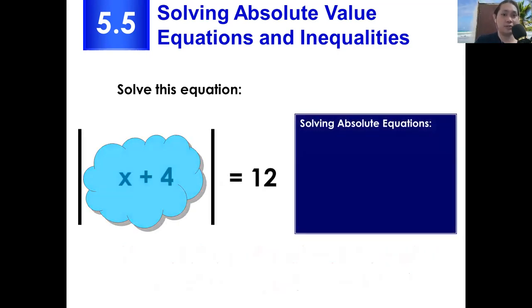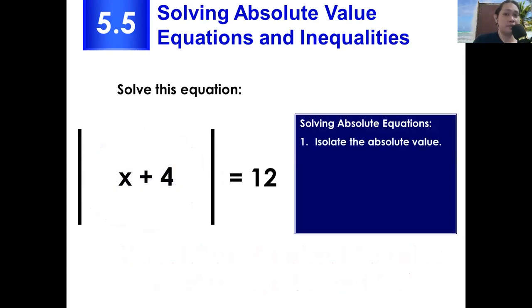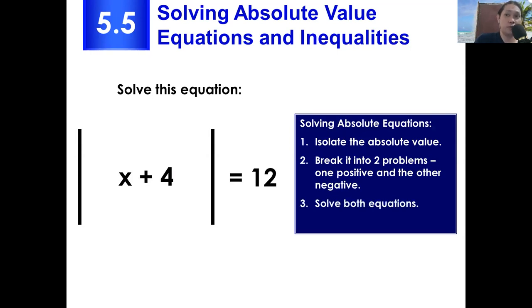So now let's try to solve the absolute value of x plus 4 is equal to 12. In solving linear equations with absolute value, first, we isolate the absolute value. We consider the positive and negative values of the right side of the equation. Next, break it into two problems, one positive and the other negative. Next, solve both equations for the variable. After that, you can check both answers.